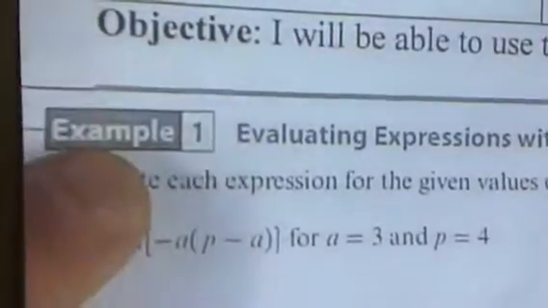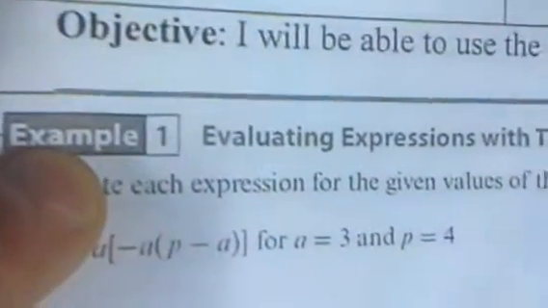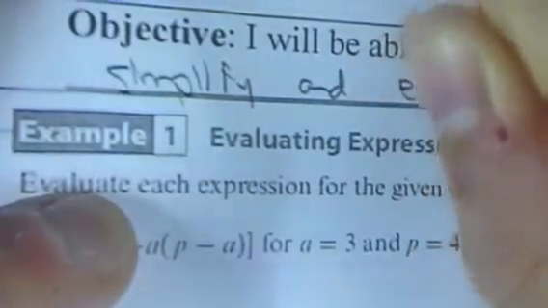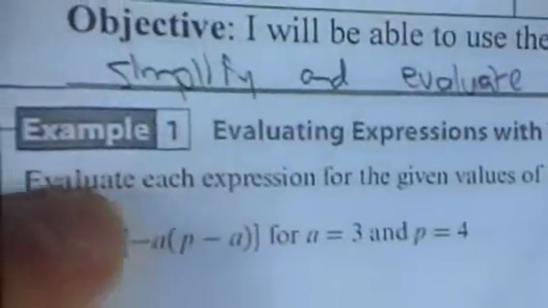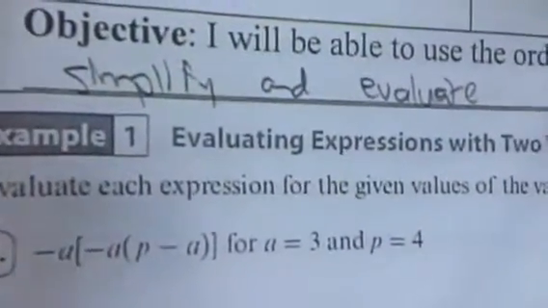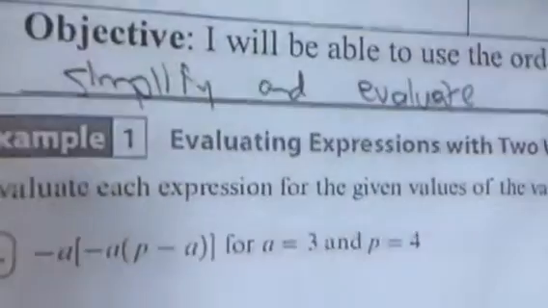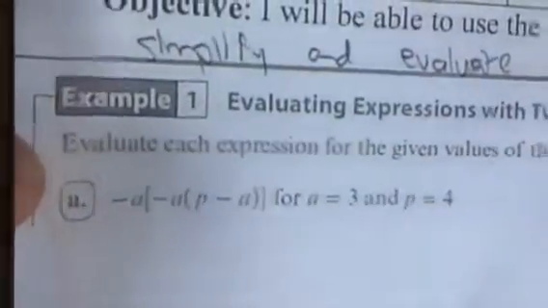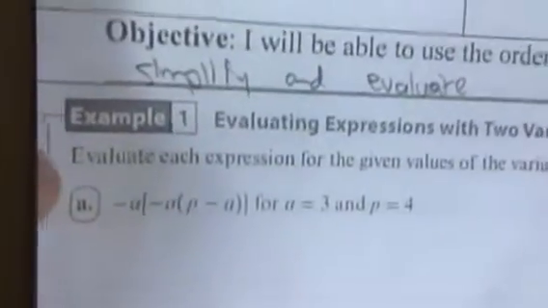Alright, we're on lesson 16. Our objective says, I will be able to use the order of operations and substitution to simplify and evaluate variable expressions. This is basically the same thing that we did in lesson 9, only the expressions get a little more complicated. They give us a few more steps, but all we have to do is follow our order of operations and we should be fine.